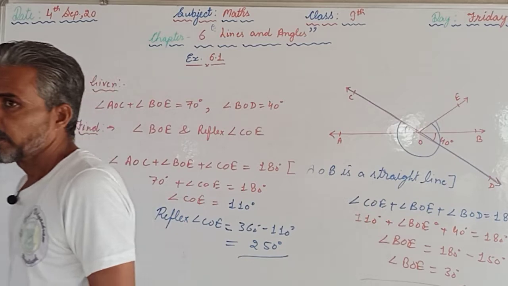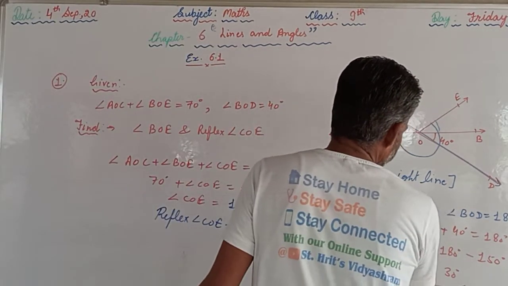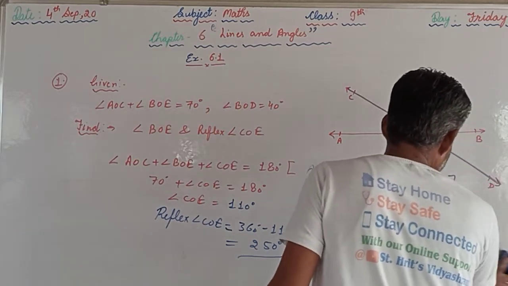So like this we are supposed to solve the questions. You should be careful that you should know all types of angles and their measurement and the relations between such types of angles. Only after that you can solve the questions. So after that we are supposed to try question number 2.